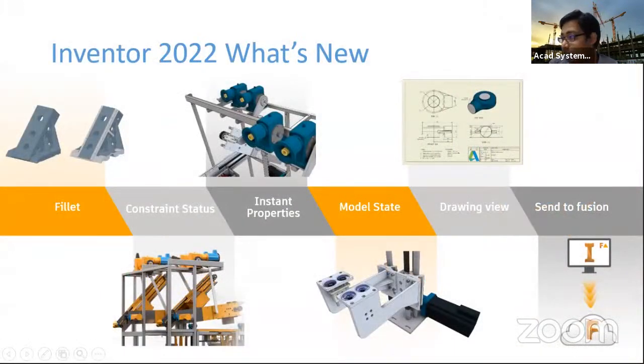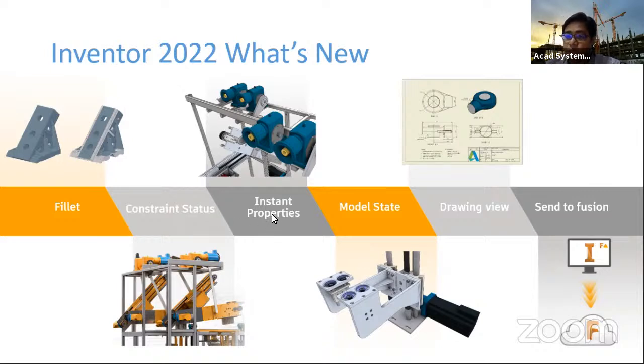So basically, this is a few of the things that I would like to share with you on the new things that have been updated or added inside our Inventor 2022. Some of the things are, for example, the fillet. We have some updates on the fillet command. Then we have the constraint status, which is a new feature that has been added. So you can easily see which part has been fully constrained, and which part has not.